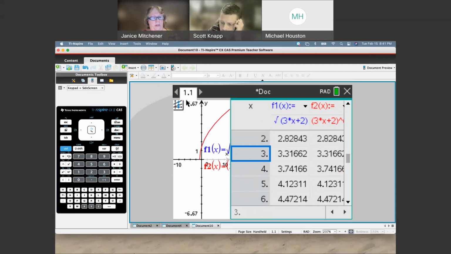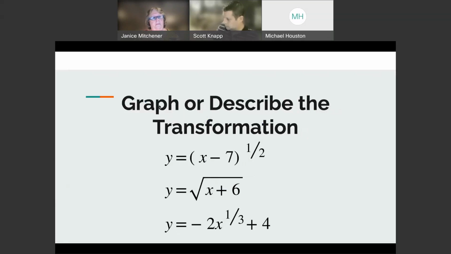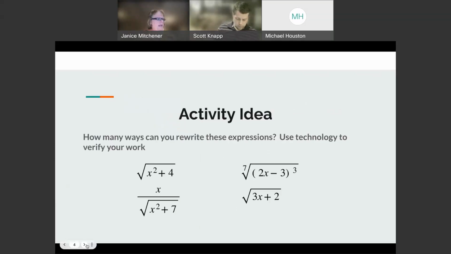So let's go back to my slideshow. So what is an activity that I like to do with my students? I like to challenge them to think about different ways that you can write your radical expression as a rational expression. And try and be creative. Don't just be obvious and write it as x squared plus 4 to the 1/2 power. How else could you write that? Okay, so think about this. Does this fit into your curriculum of helping kids realize how many ways can you rewrite one expression?